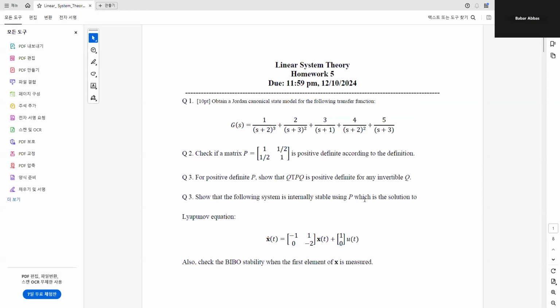Bismillahirrahmanirrahim. This is advanced linear system theory. We're having homework number 5. Question number 1 says that we are having a transfer function which we have to represent in the Jordan canonical state model form.